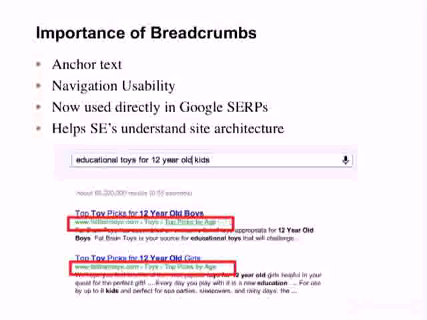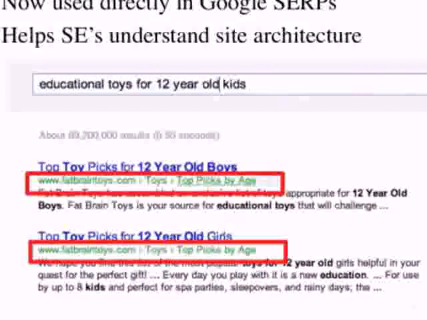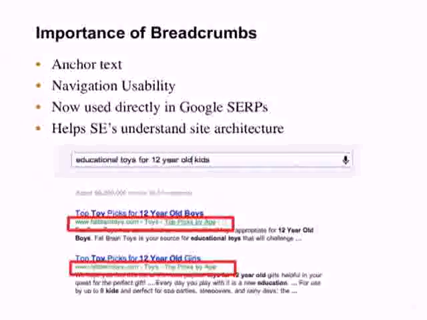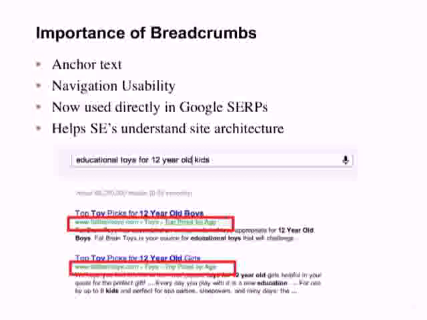It's used also directly in the Google search results now. You can see the examples below where there's Toys and Top Picks by Age when we get the results from Fat Brain Toys here. So it just really helps search engines understand your site architecture a little bit better. It's a wonderful best practice. There's lots of SEO benefits and lots of navigation and usability benefits here with breadcrumbs.